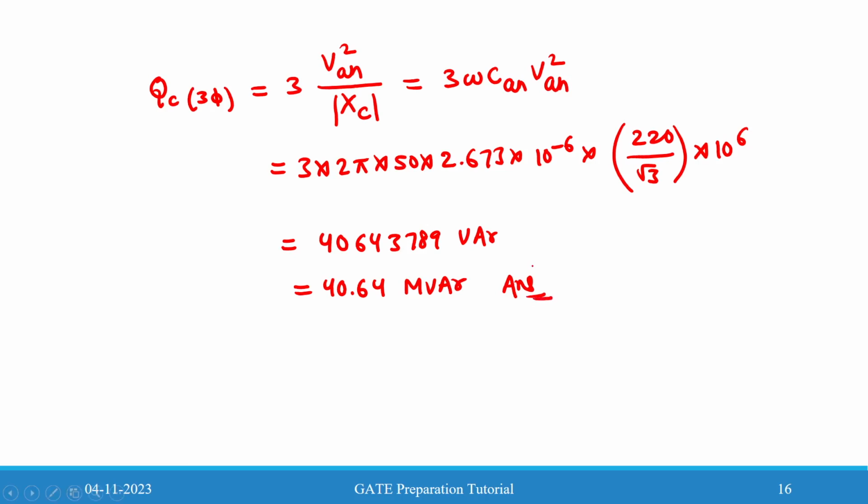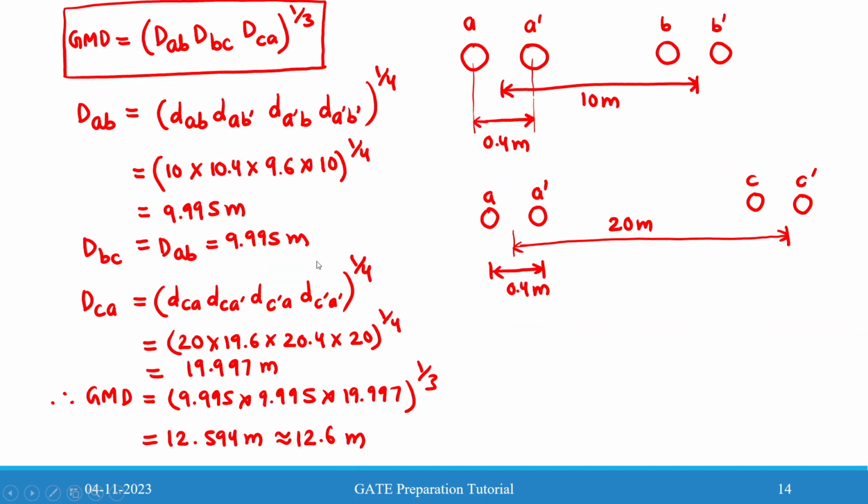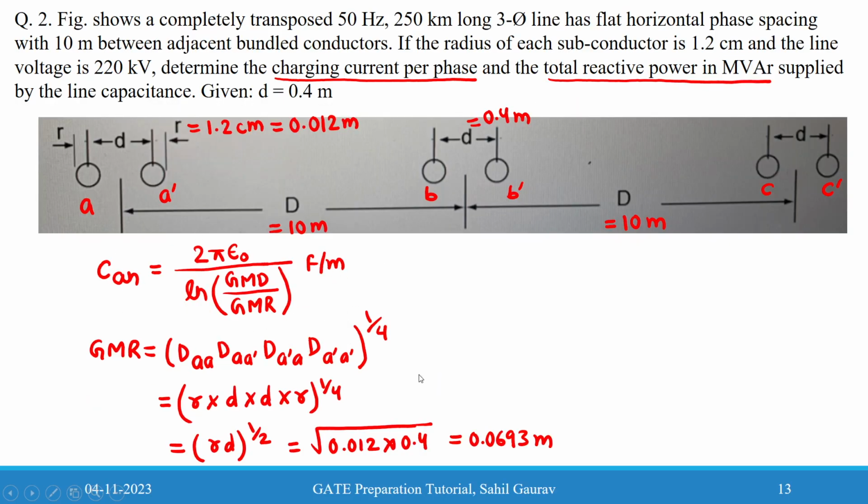In this problem we have covered all the parts. They may ask for the line charging current per phase, so you have to use this one. If they ask for total line charging current, then you have to multiply with root 3. There you have to take the VLL term, not the phase voltage. Generally they ask per phase, so we will apply this expression only. And we have seen how we can calculate the GMD and GMR if we have bundle conductors.